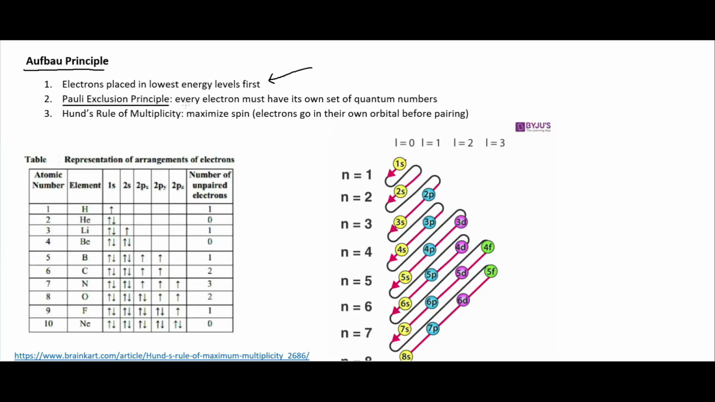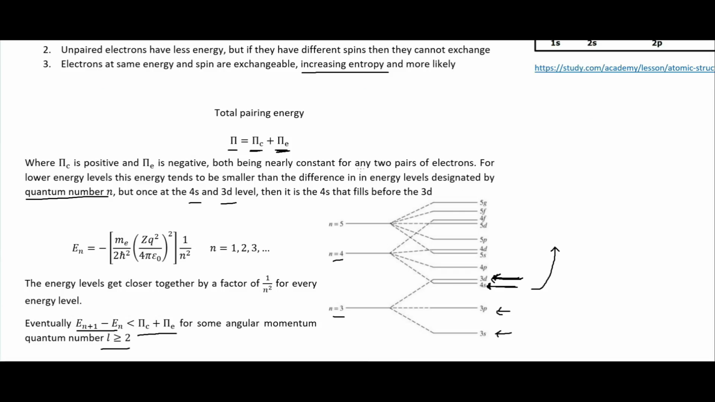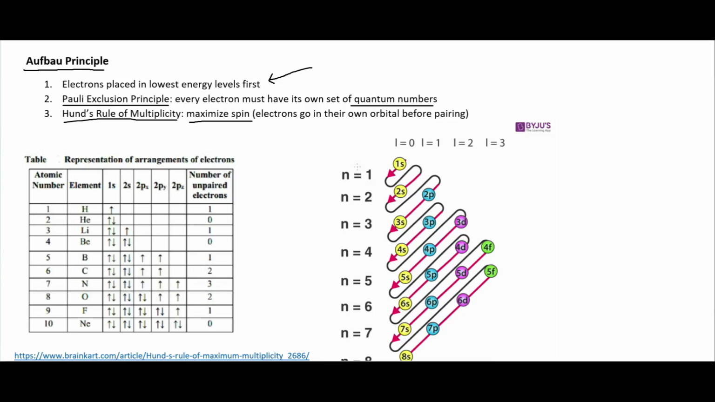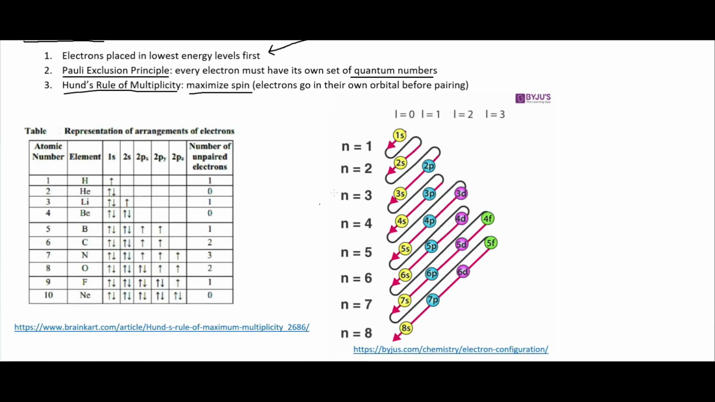And so every electron must have its own set of quantum numbers. And then the Hund's rule of multiplicity, which is what I was talking about above. It says to maximize spin. And by that it means we want these to be either both spin up or both spin down. We don't want the up canceling out the down here, and so it maximizes spin. And so then we can start filling in the electrons into our atoms here.